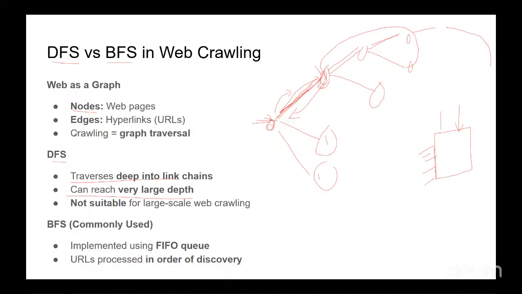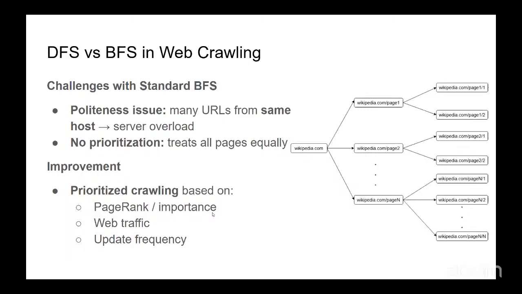Instead of using DFS, we use breadth first search, which is the commonly used approach. And you also probably know that BFS is implemented using FIFO queues. In this case, if we are here, the first URL is processed here, and then in the queue we'll put these. These were put first in the queue, so these will be processed first. We cannot process these URLs because these were visited later. So we'll use BFS, breadth first search, for crawling the web.